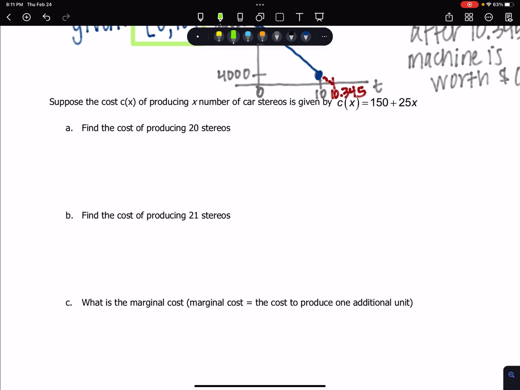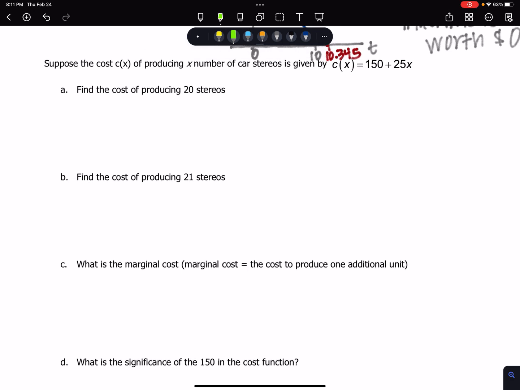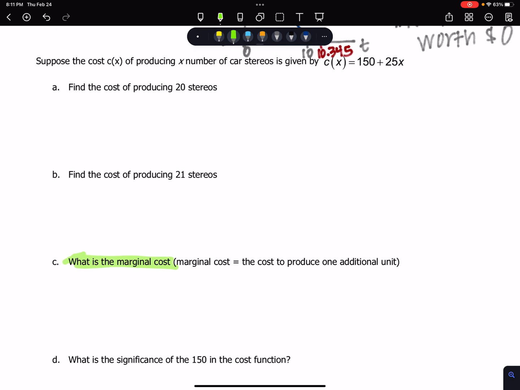Okay, in the next video, we're going to do our last problem for this lesson, which is going to talk about marginal cost. So that's what's going to be new for you right here, is this marginal cost. You'll probably be able to do A and B, and you might be able to figure out C, but I'm going to explain what marginal cost is in the next one.